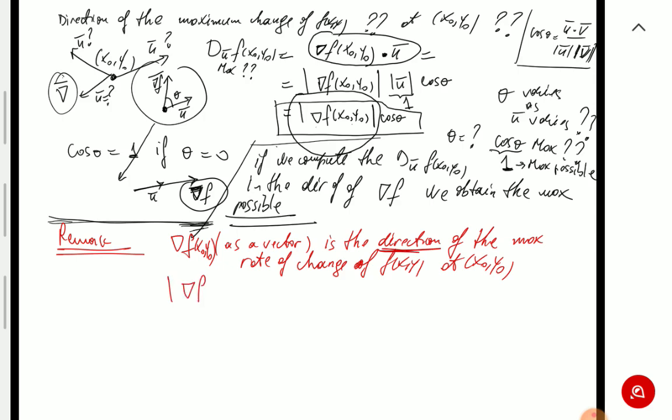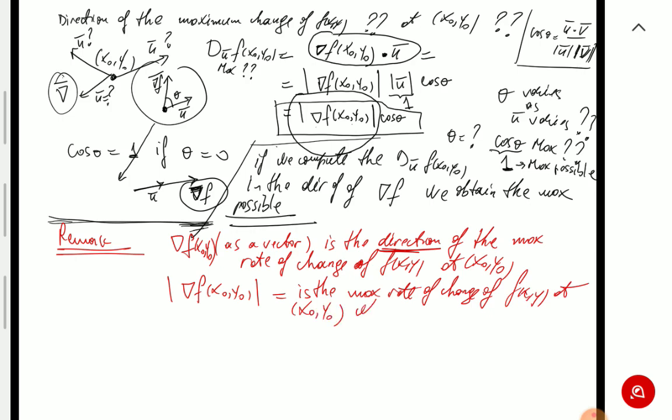The magnitude of the gradient is the actual value of the quantity above, the maximum rate of change of the function at the point x naught, y naught, which occurs in the direction of the gradient itself. The gradient tells you where you move to maximize the rate of change. The magnitude of the gradient is the actual maximum rate of change.